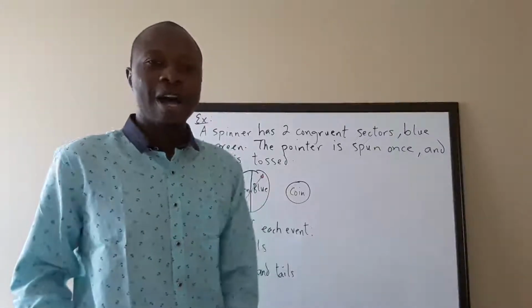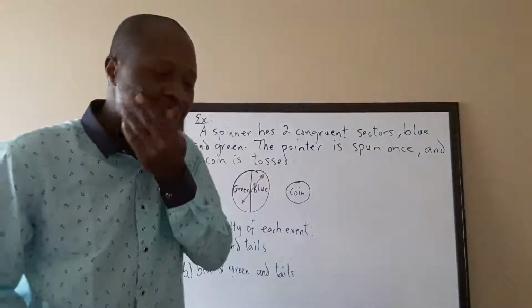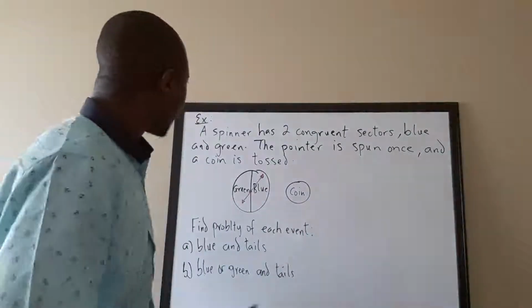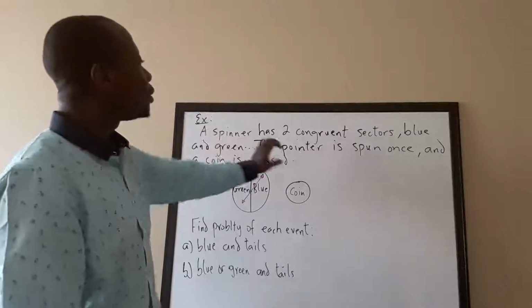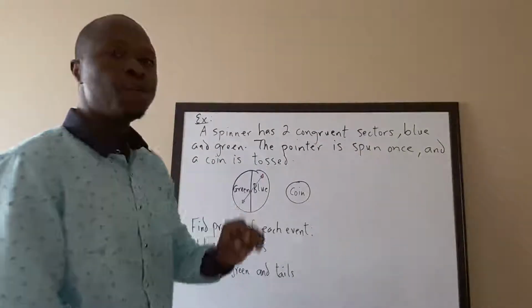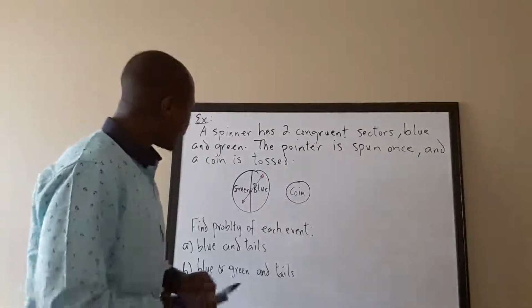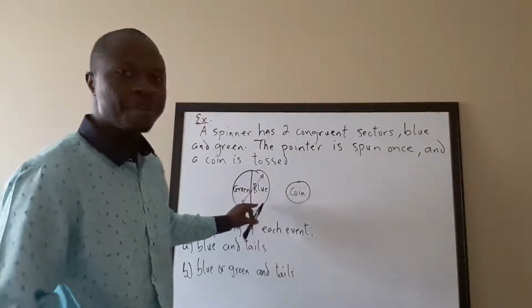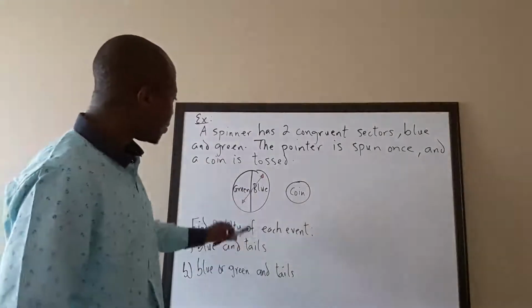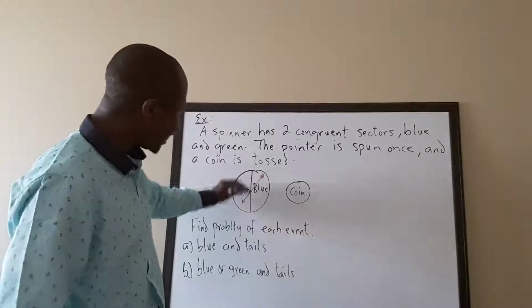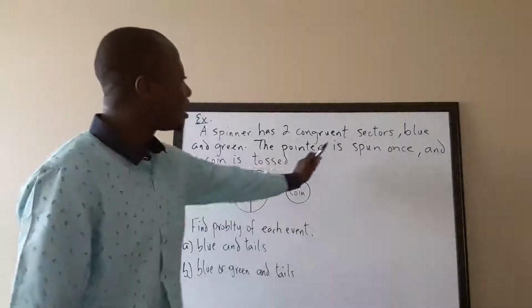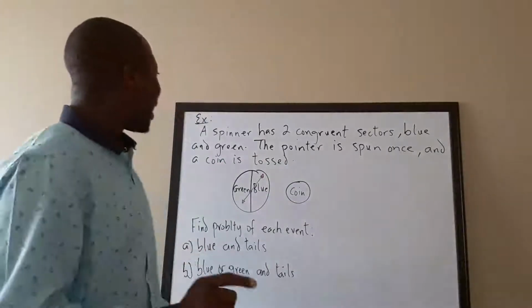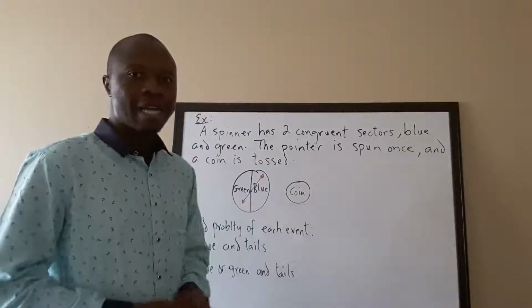Hello. So we have a few more examples here to cover. This is the next example here. A spinner has two congruent sectors, blue and green. I apologize, I don't have two different colors here, so I'm just writing that this is blue and this is green and this is the spinner here. The pointer is spun once and the coin is tossed as well.